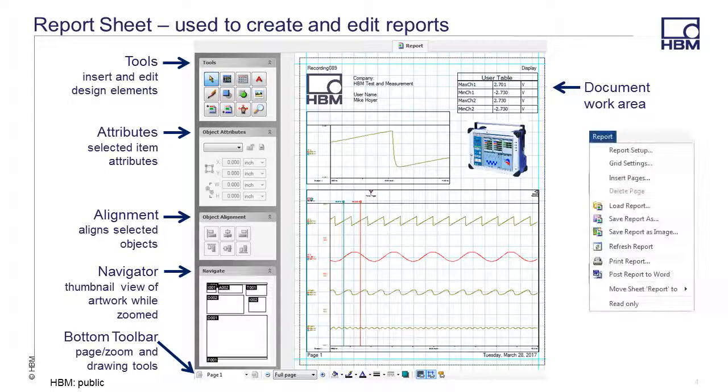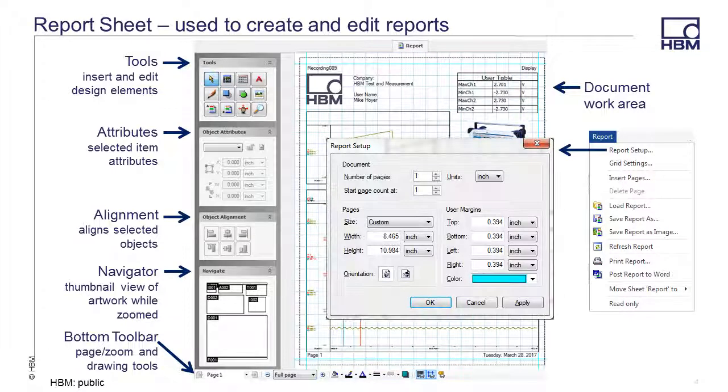The Report pull-down menu has a few additional elements, including a report setup window for a number of pages and page sizes and margins. Plus, the menu also has elements for grid settings, inserting pages, loading and saving a report template, or saving the report as an image, printing a report, which could even be print to a PDF, plus posting a report to Word, and even making the report read-only.